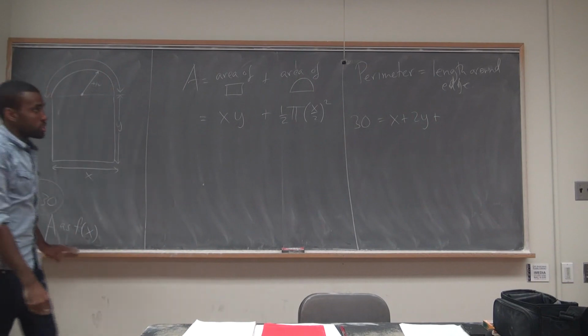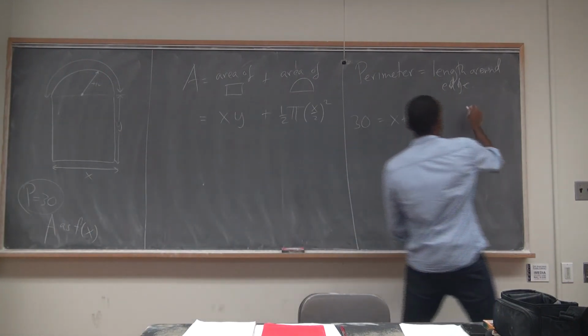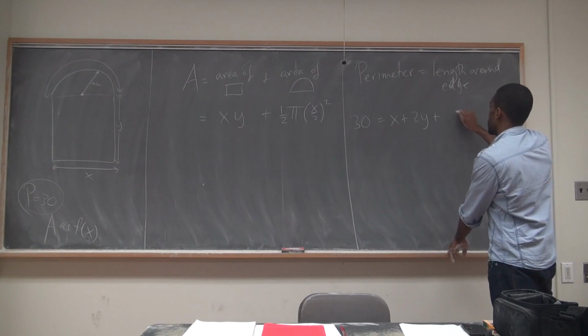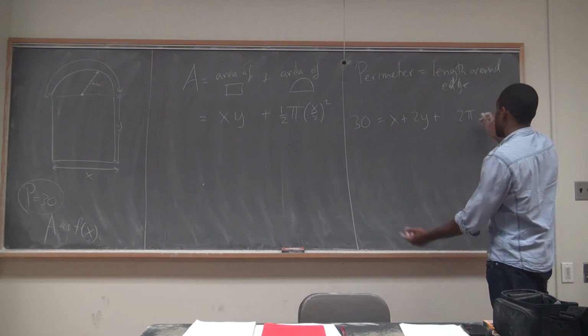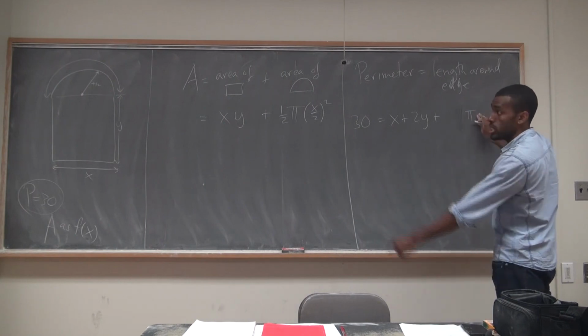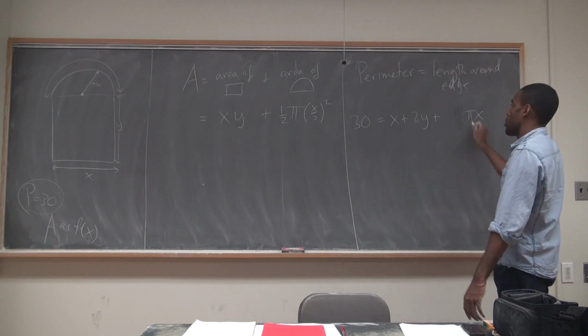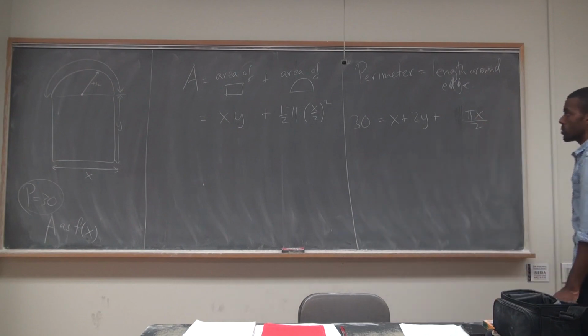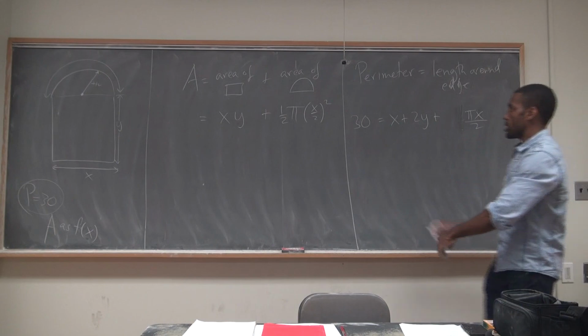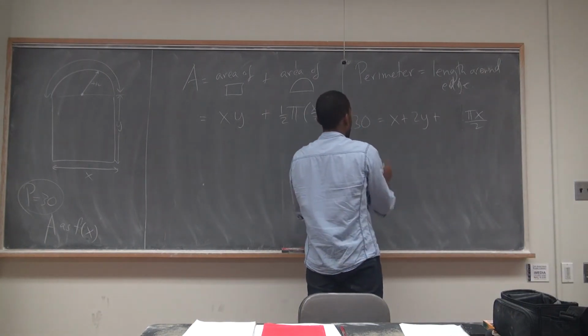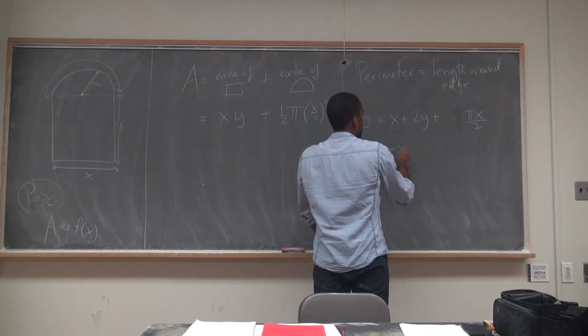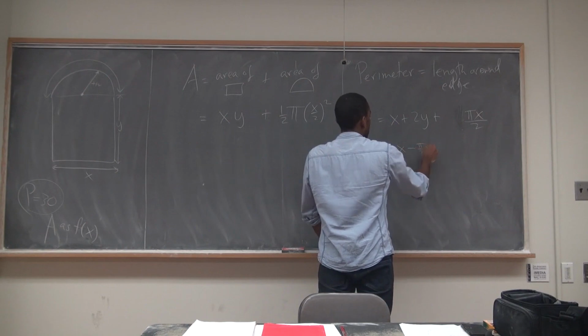Half the circumference. What's the circumference? Pi d, or 2 pi r. So it's pi d, which d is x, right? But I want half of that. In other words, I can now solve for y. So my y is going to be 30 minus x minus pi over 2 x, all over 2.